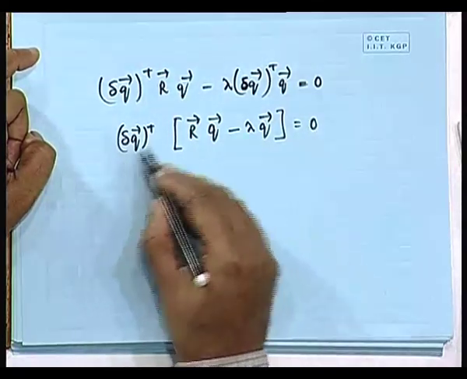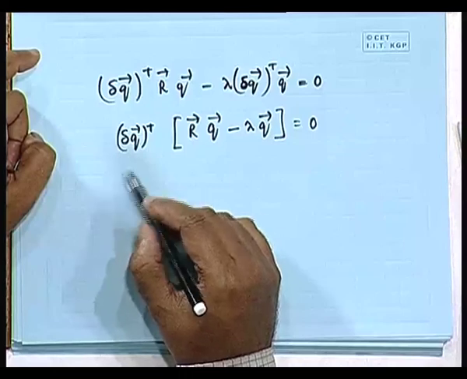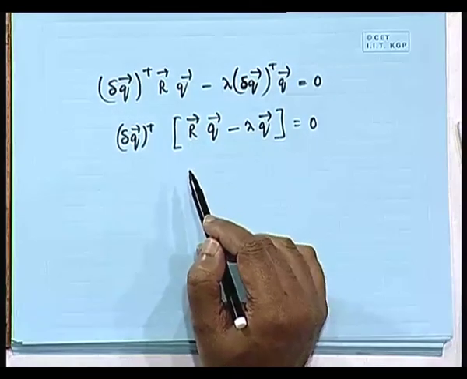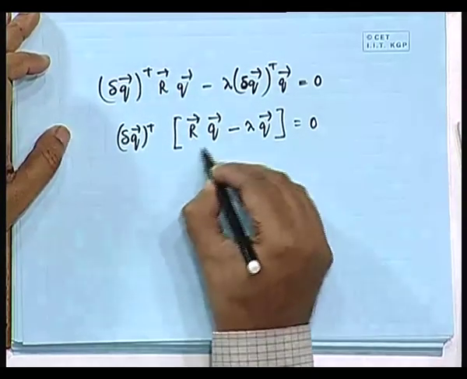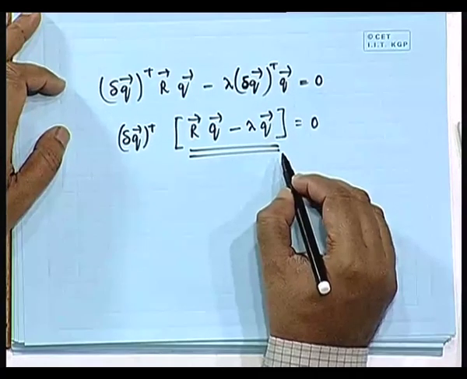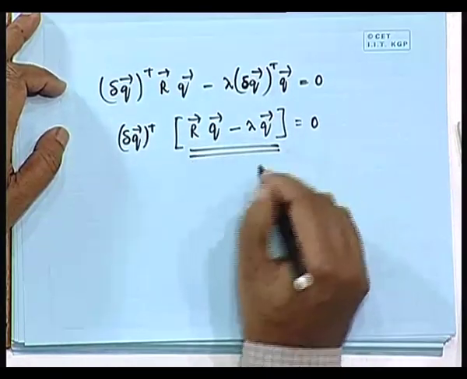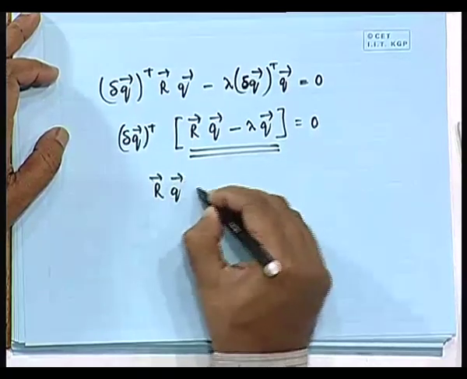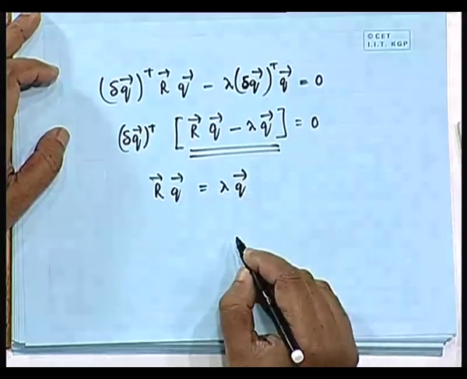Now, certainly delta q transpose is not 0. It is a non-zero quantity because we indeed wanted some perturbation. So, what we have got from the extremal condition is that necessarily the term within the square bracket has to be equal to 0. If we equate this term to 0, what results is R q is equal to lambda q.